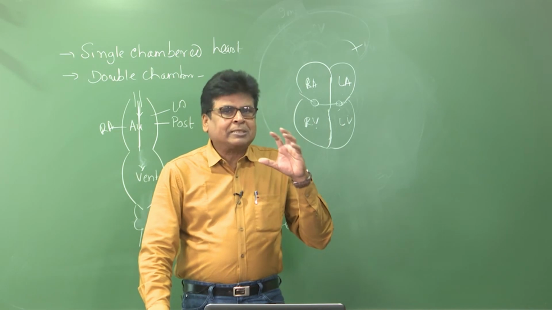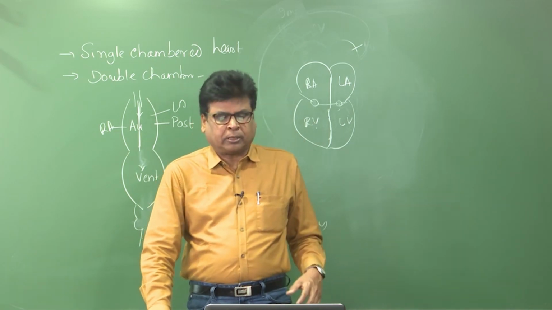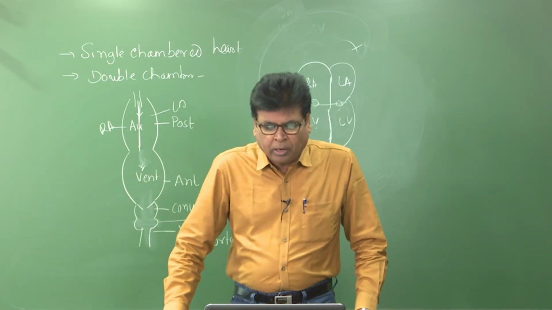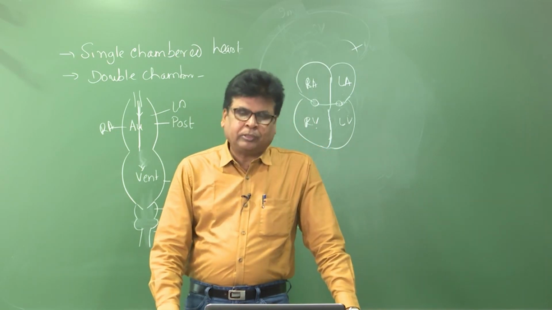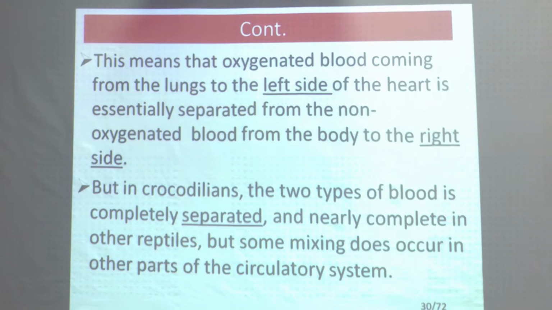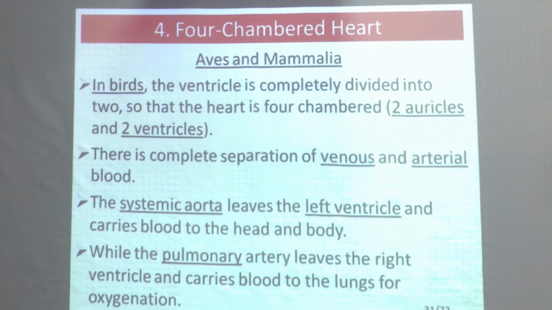Due to complete or partial separation, the oxygenated blood coming from the lungs to the left side of the heart is essentially separated from the non-oxygenated blood from the body on the right side. In the crocodile, the 2 types of blood are completely separated, and nearly complete in other reptiles, but some mixing does occur in other parts of the circulatory system. So, this is all about the 3-chamber heart.